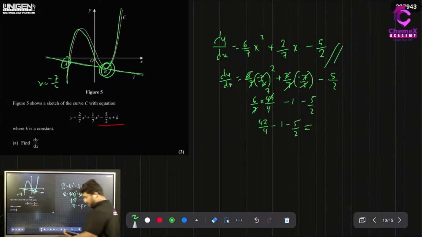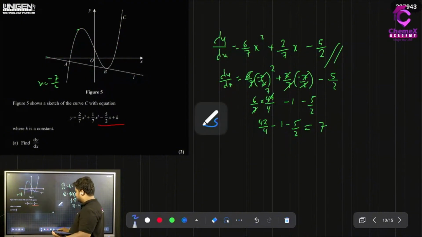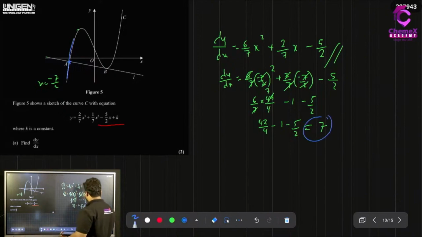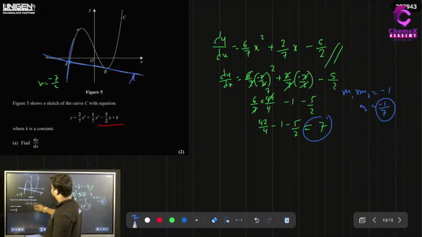What's the answer you're going to get for dy over dx? It's going to be 7. So if you found the x coordinate value at A, the graph's gradient is 7. So what's going to be the perpendicular line's gradient? m1 times m2 equals minus 1. So m2 equals what? Minus 1 over 7. So this is the gradient of the L1 at A.